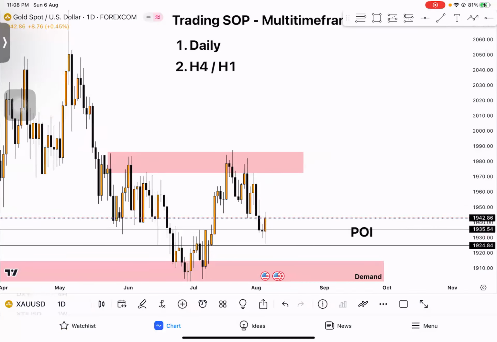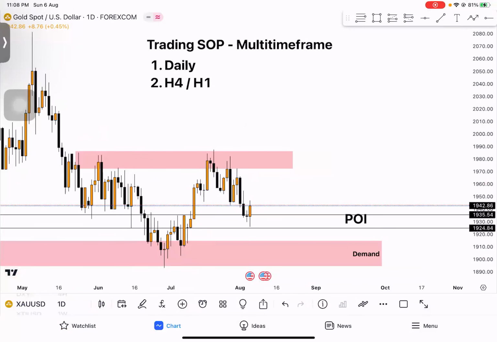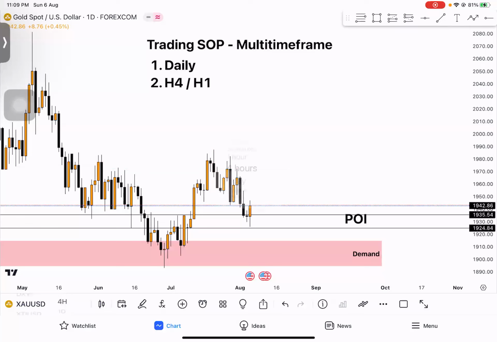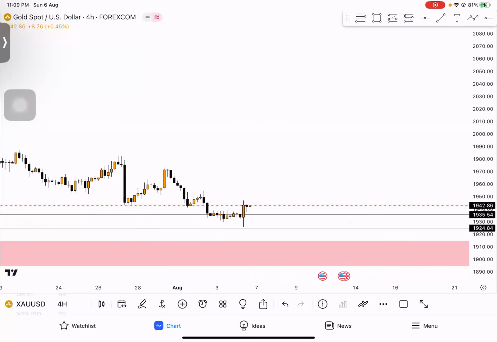Okay, the second time frame that you'll be using is H4 and H1. I have already identified the POI, so I go to H4.